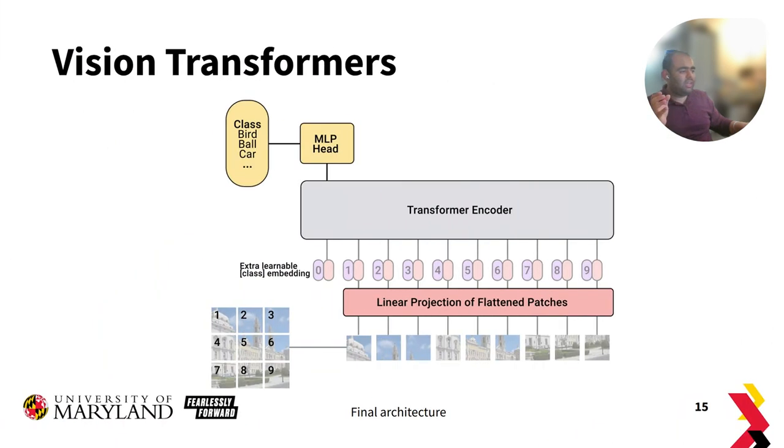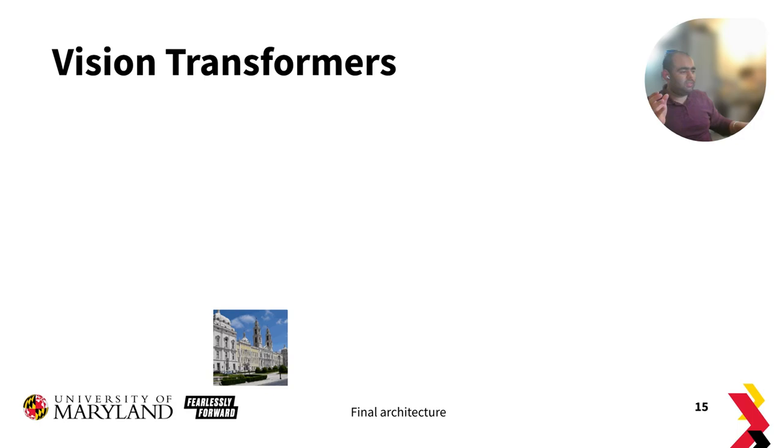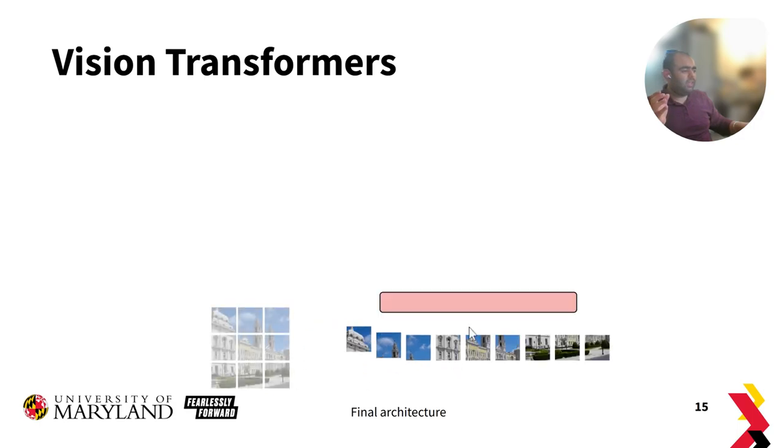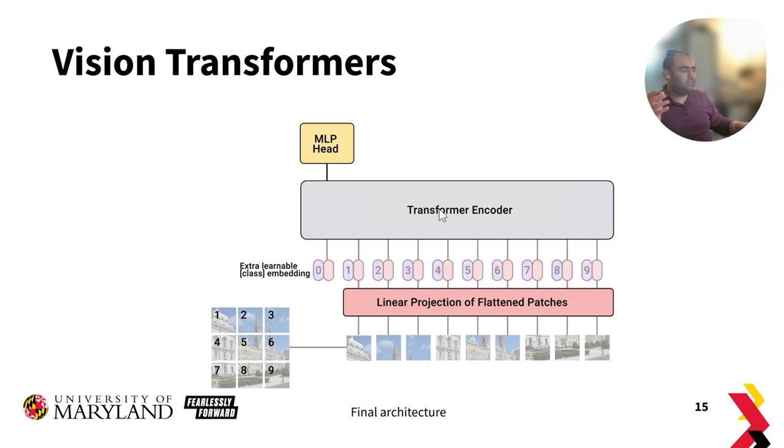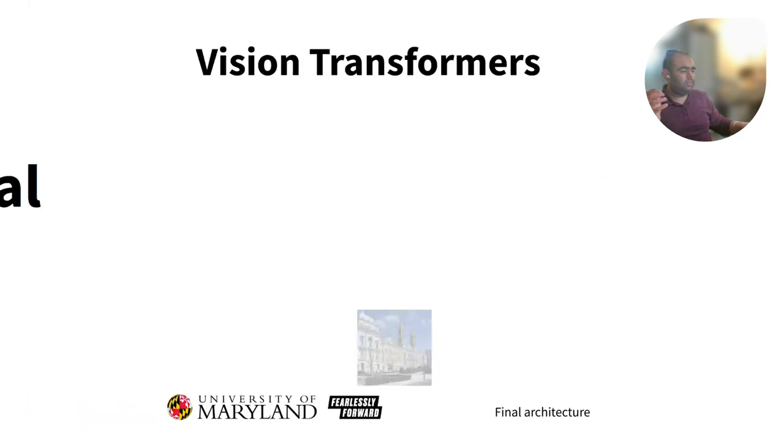So here is a basic animation of vision transformers. First splitting, then flattening and linear projection, adding position and class embedding vectors, then passing through the transformer, producing an MLP output to the MLP head, and final classification.